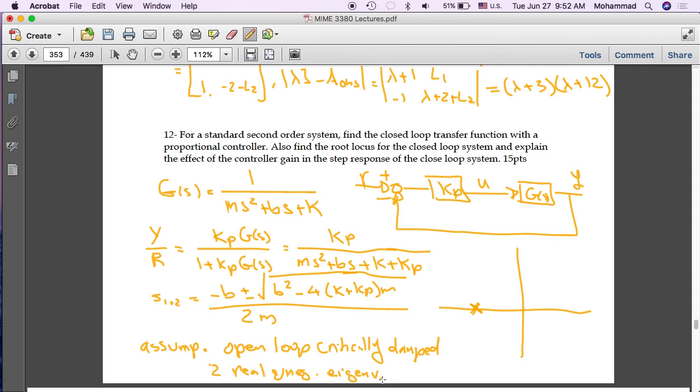So what is the shape of the root locus? The root locus basically looks like this. It's going to go up from here and down from here. So as Kp goes up, that is the shape of the root locus. So the two real parts, the real part remains the same, just the imaginary part gets larger and larger and larger.